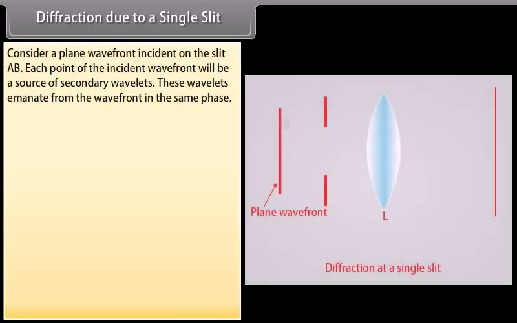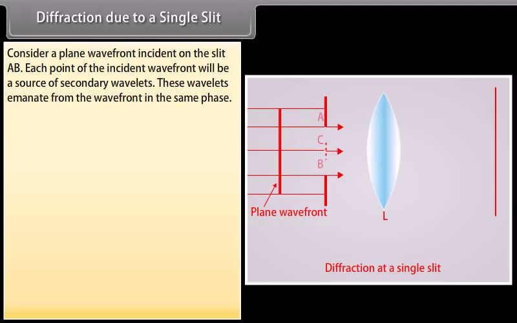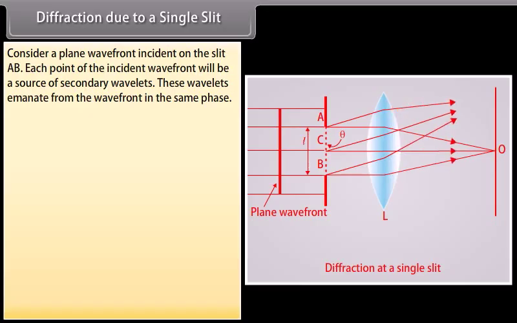Diffraction due to a single slit. Consider a plane wavefront incident on the slit AB. Each point of the incident wavefront will be a source of secondary wavelets. These wavelets emanate from the wavefront in the same phase. To understand the formation of the central maximum, the slit can be imagined to be divided into a number of very narrow strips of equal width parallel to the slit.